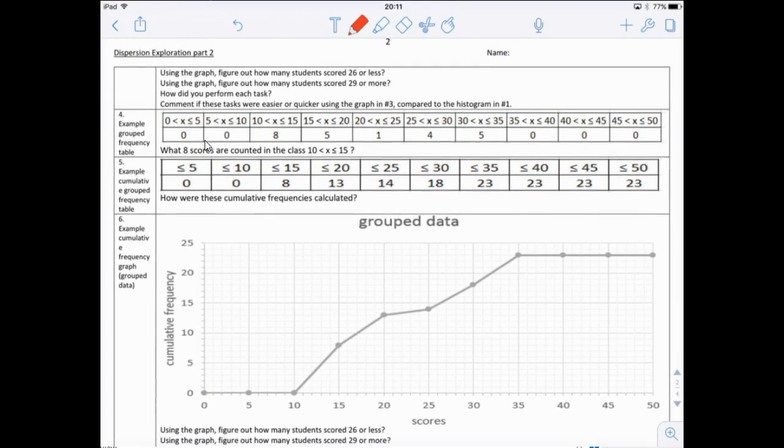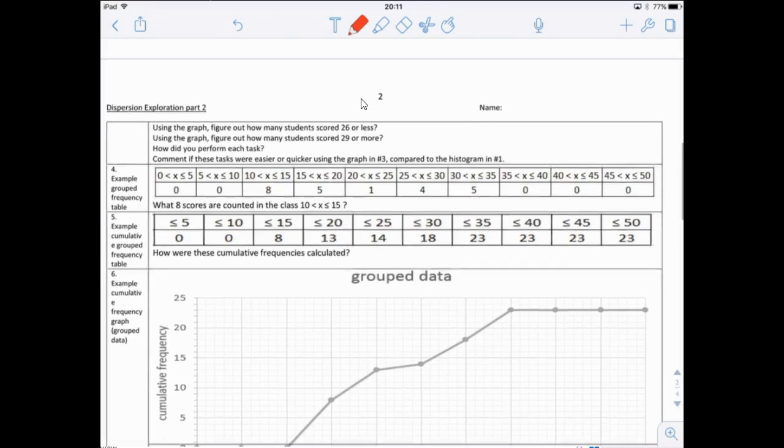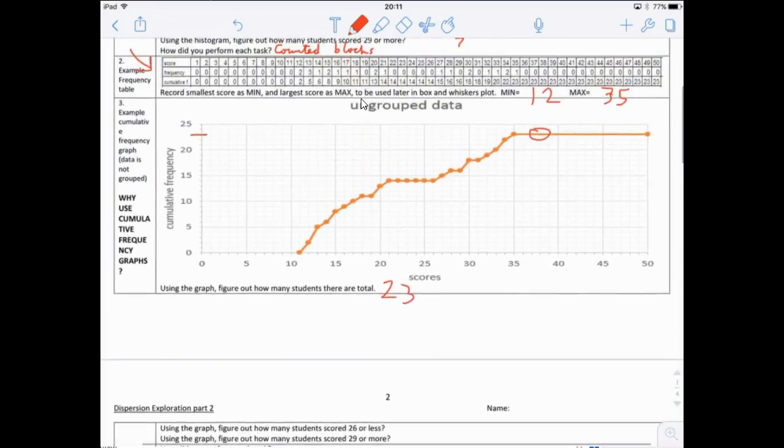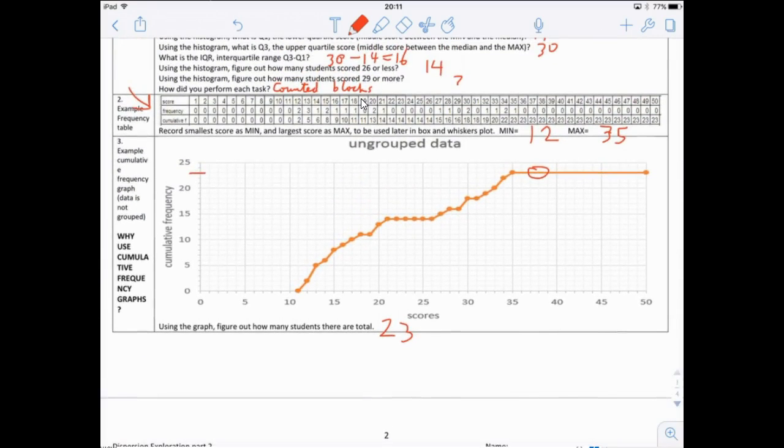Using the graph, figure out how many students scored 26 or less. Okay, how would we do this? We already know that the answer is 14 from our previous block counting. But there's a way to do this with the graph. We can take a line here.